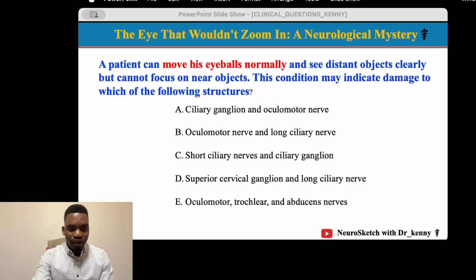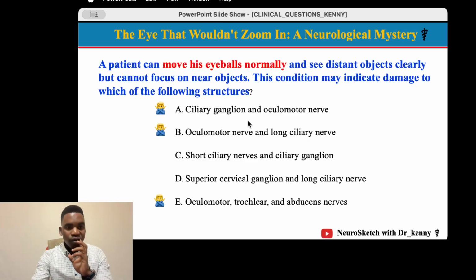So by just reading this very first part of the question, you know that we eliminate all these 3 options, and then we remain with the 2 options: the short ciliary nerves and ciliary ganglion, as well as the superior cervical ganglion and the long ciliary nerve. So the first part of the question is almost solved, 75% solved.